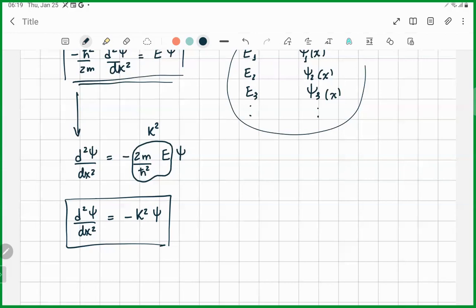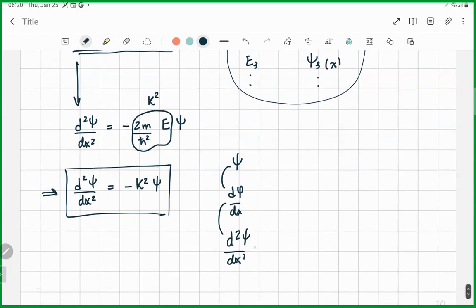When you look at this equation, you probably already know the solution. The question here is, what is the function that I derive once, and then derive twice, and what do I get? I get back the function with something in front of it, which is a negative k squared. So the question is now, what is the solution? And you probably know already.